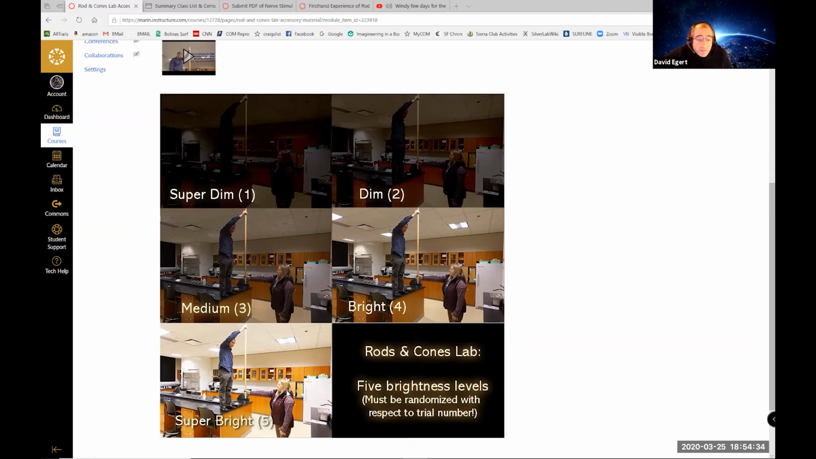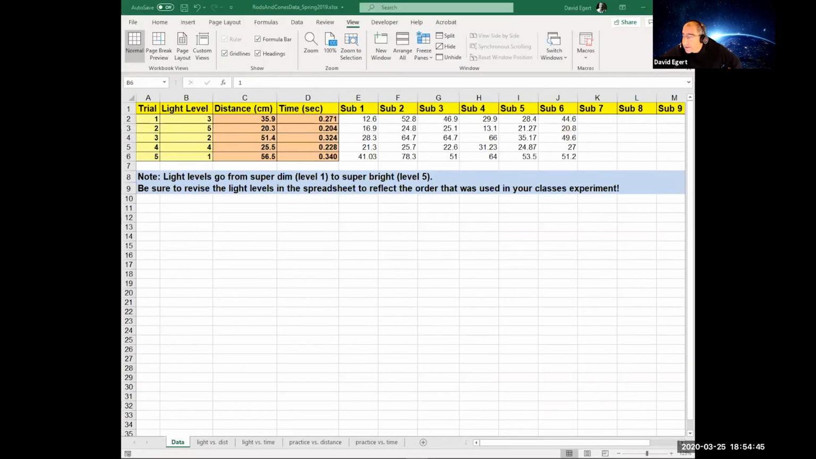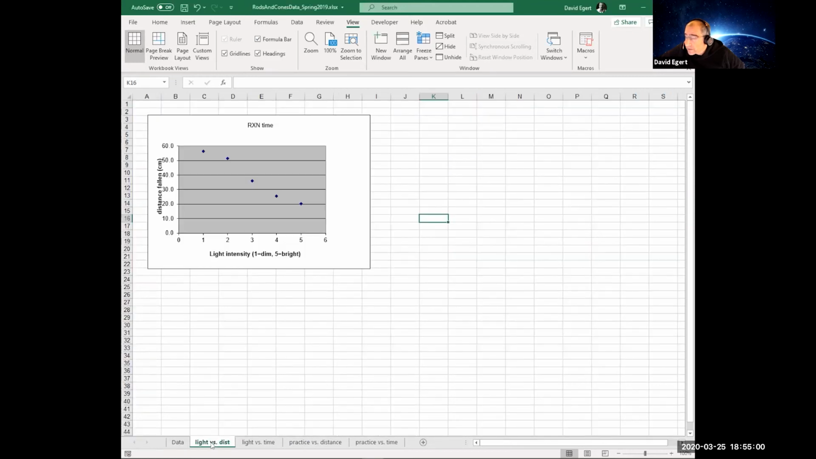But let's go back to the data, and there we go. This is what we got. Here's subject 1, subject 2, subject 3, subject 4. And what I'm going to do now is just show you what we found. So here is light versus distance.